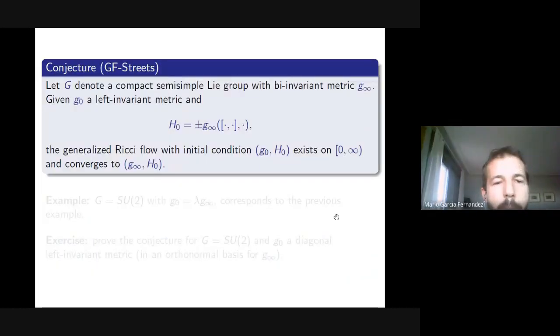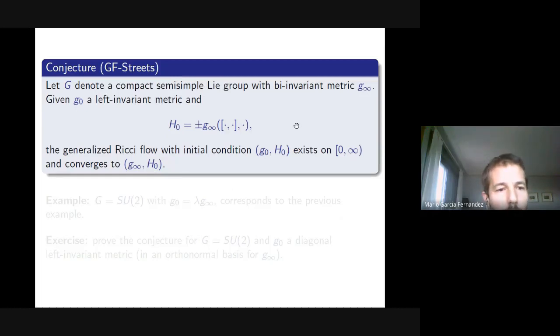Okay, so let me pose a small conjecture, which is in our work, which is related to the previous example. Suppose that G is a compact semi-simple Lie group with invariant metric g infinity, given a left invariant metric g0 and taking this three-form, so this is just the Cartan three-form. Then the generalized Ricci flow with initial condition (g0, H0) exists for all time and converges to the invariant metric and this choice of three-form.